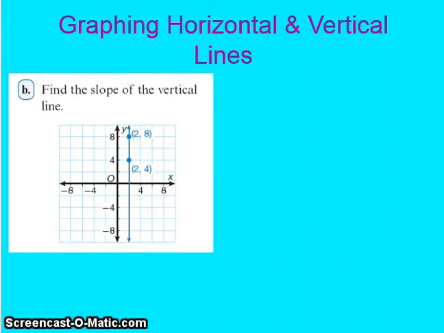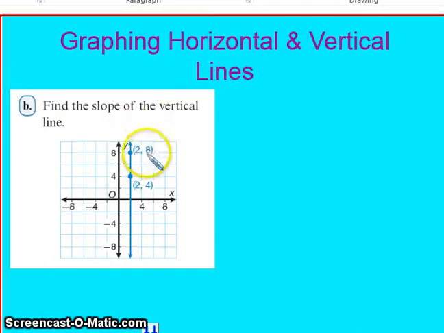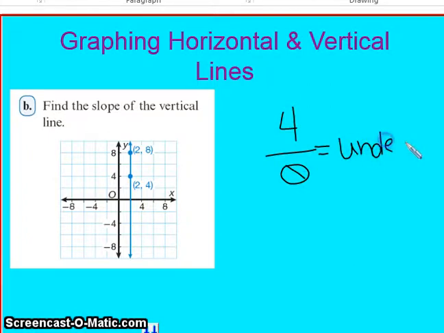Here we need to find the slope of this vertical line. Again, an example that needs to be in your book. Notice that our rise, we actually do go up some units. We go up 1, 2, 3, 4 units. But we don't run to the left or to the right at all. So our run is 0, and 4 divided by 0 is undefined.